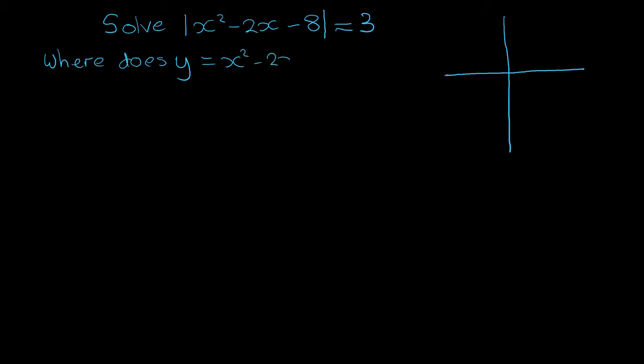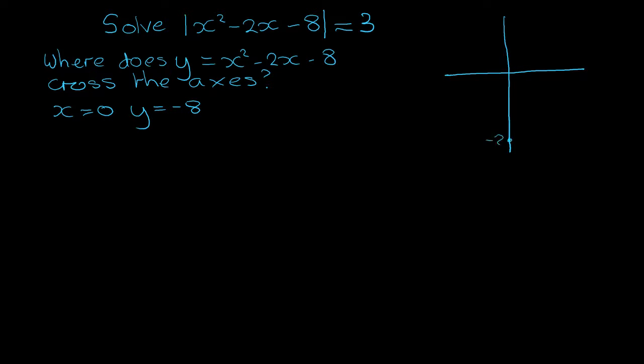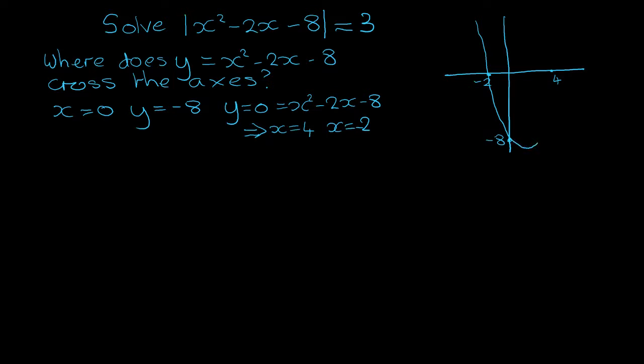So y equals x squared minus 2x minus 8 crosses the y-axis when x is 0, so that's when y equals minus 8. And when y equals 0, it crosses the x-axis, and if you factorise that, you'll find that it crosses the x-axis at 4 and minus 2. So I've drawn that in. You also need to mark on y equals 3, which is the line which corresponds to the right hand side of our equation that we've been asked to solve.